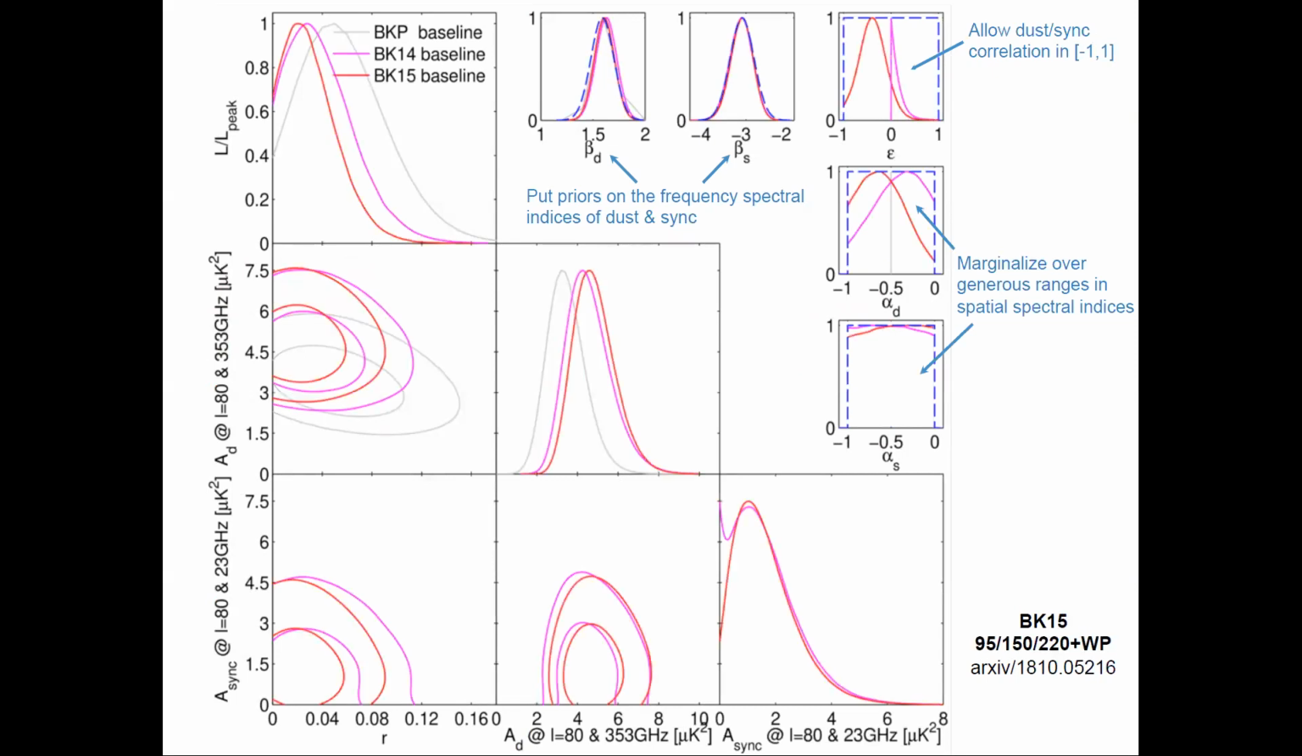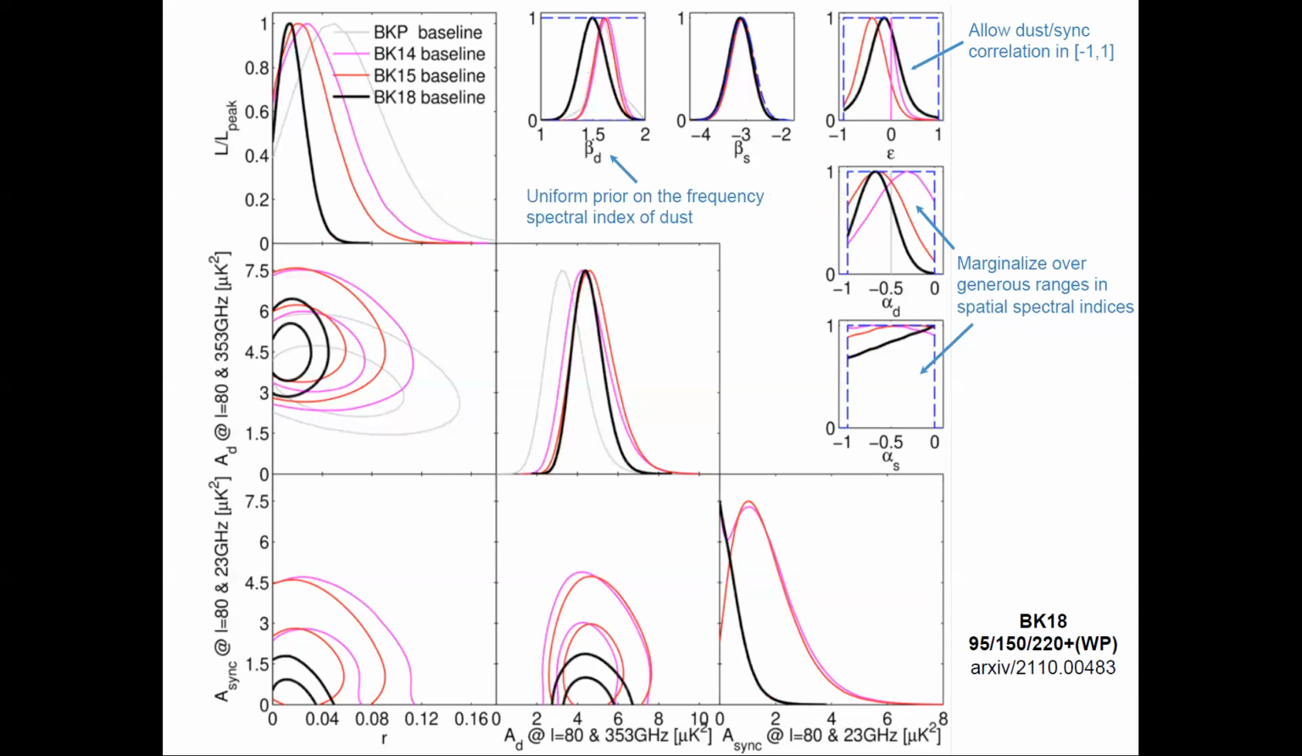Then stepping forward to the BK15 results, this is adding in BICEP Keck 220 gigahertz data for the first time. Again, you can see the evolution. The r likelihood curve tightens a little bit. Stepping forward to BK18, this is now the most recent result. We get a large improvement on the tightness of that r constraint, so we're really squeezing down on the amount of gravitational waves from inflation that can be present.